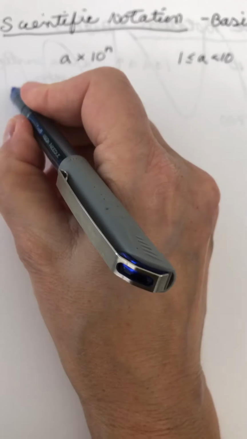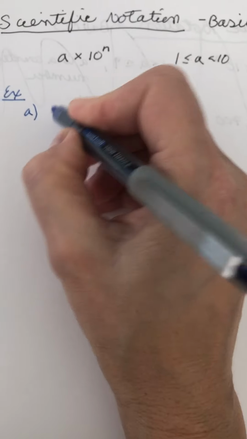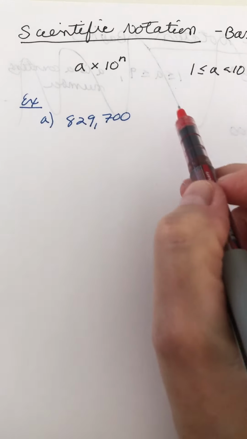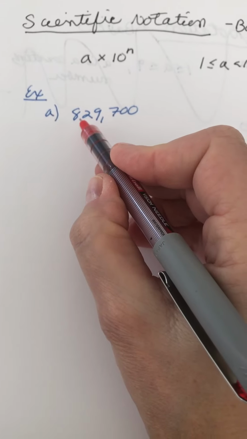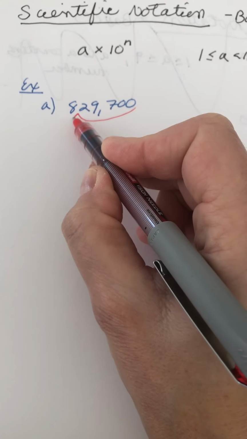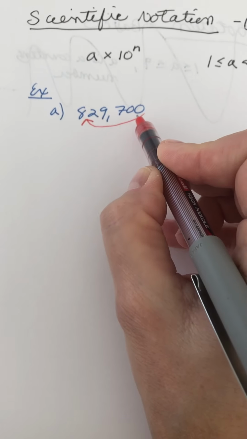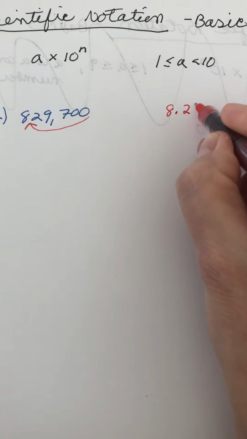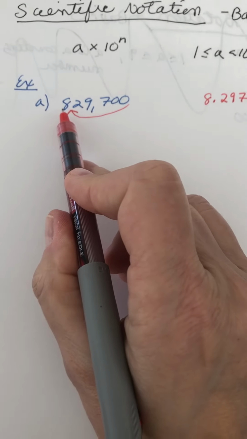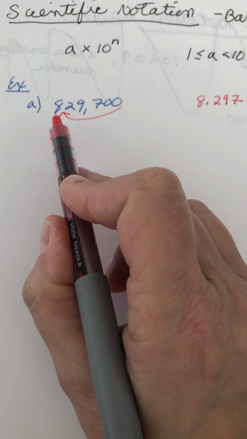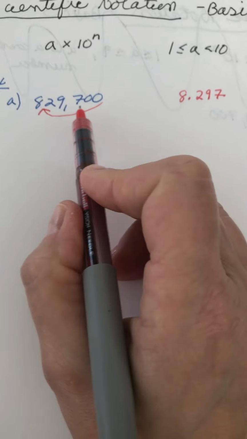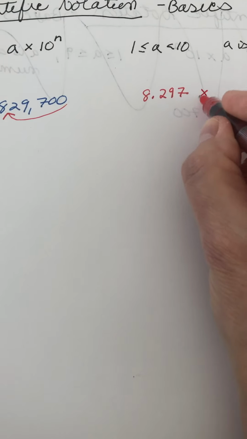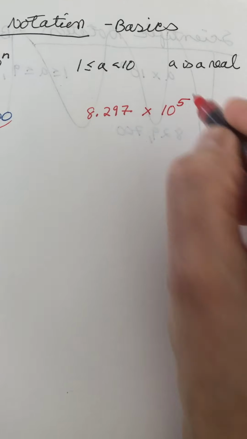So let's see here. For example, 829,700. Again, we want that front number A to be between 1 and 10. So that would be right here. You can kind of think of moving the decimal place over here. So you get 8.297. And then we're talking about hundred thousands, right? The 8 is in the 100,000 place. So there are 5 other places to the right, and we can write that as times 10 to the fifth.